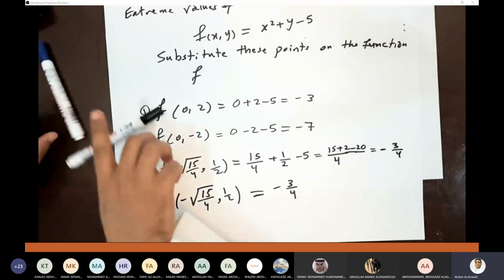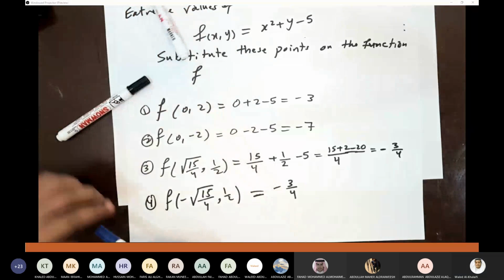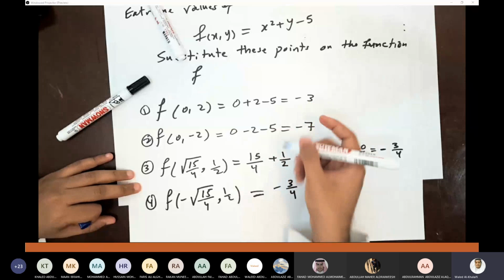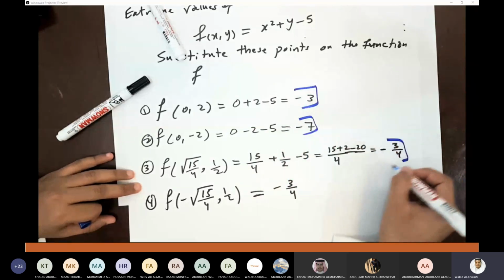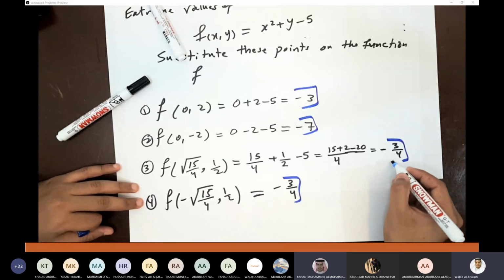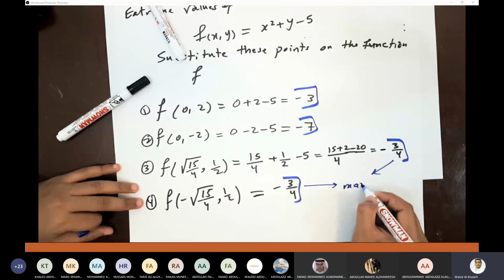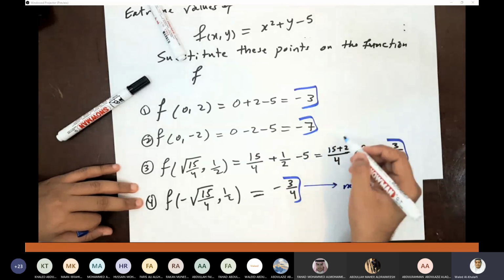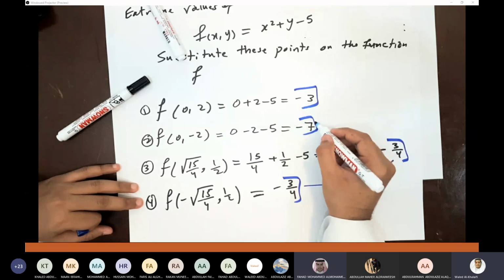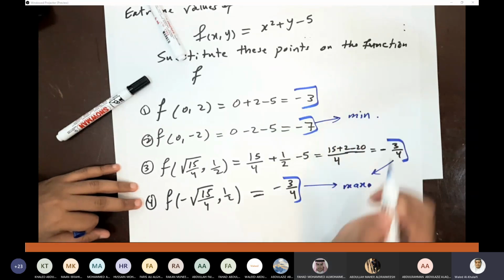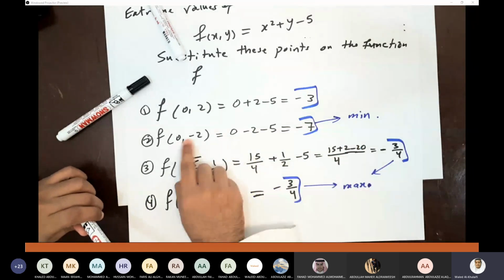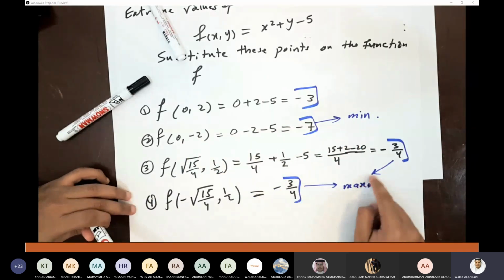طيب يا شباب, وين الماكسيمم وين المينيمم؟ Where is the maximum? Is it -3 or -7 or these guys? نيجاتيف minus 3 over 4. هذا الماكسيمم. This is maximum. والمينيمم -3, right? No, -7. So this is the minimum value. So the function will have minimum value at the point (0, -2). It has a maximum value at these 2 points.